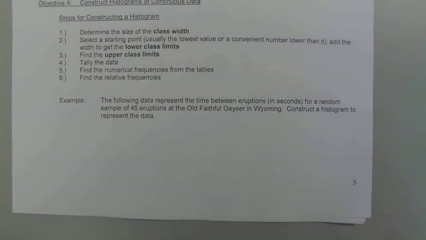So the example I chose, I stole from the book, is the following: the data represents the time between eruptions in seconds for a random sample of 45 eruptions at Old Faithful in Wyoming. Construct a histogram to represent the data.